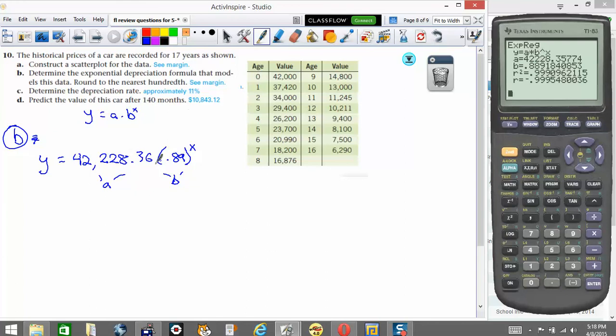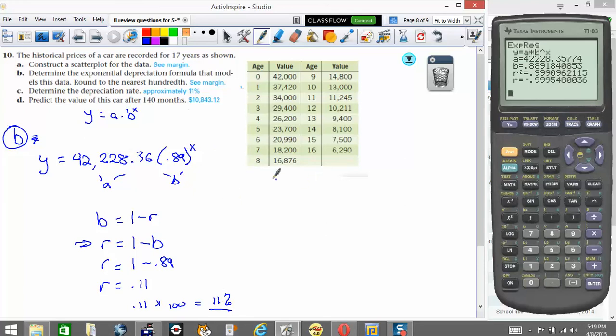Now, they ask you for the depreciation rate, and so what you want to do is remember that B is equal to 1 minus R, which then follows that R is equal to 1 minus B. So in order to find our R, which is the depreciation rate, we're simply going to go 1 minus 0.89, which gives us R is approximately 0.11, which if I were to take 0.11 and multiply it by 100, will give me 11%.